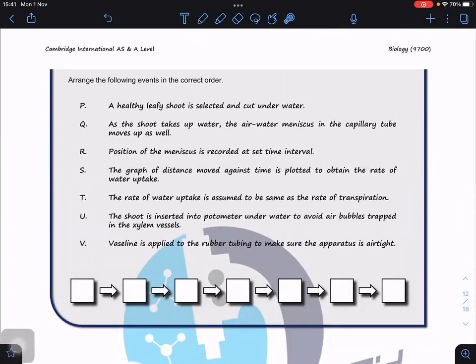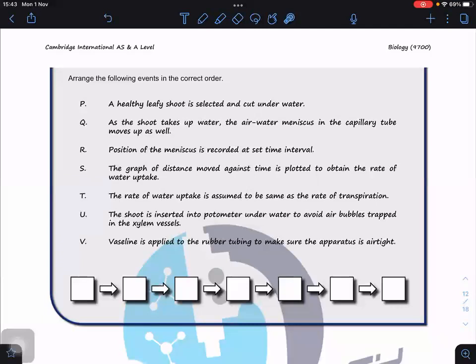2 minutes. So let us look at the answer. First, we need to choose a healthy leafy shoot and cut it under the water. We cut the shoot under the water. Next, the shoot is inserted into the potometer under the water to avoid air bubble traps.